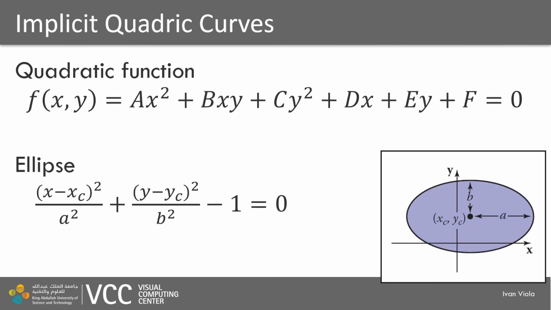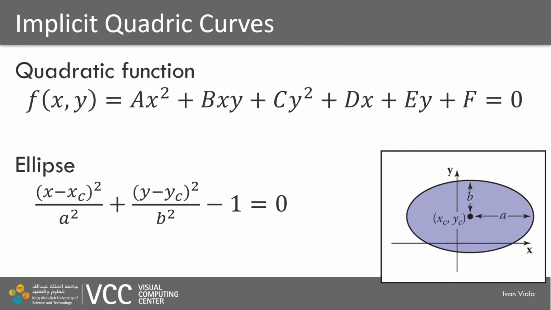After looking into the implicit formulation for lines, we can also have an implicit formulation for other functions, like for example for quadric curves. Here you can see a general formula for quadric curves with different terms associated with each version of variables or their combinations.